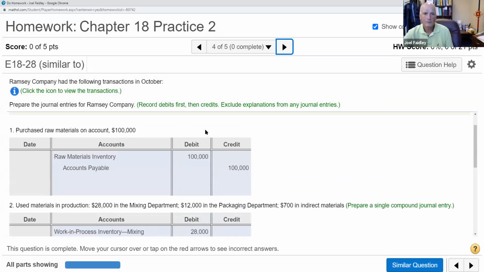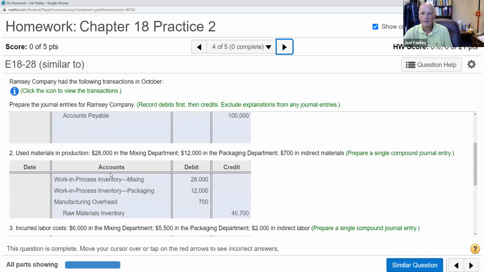Number 4, purchase raw materials. Now we got a bunch of journal entries. These are kind of like 2010 questions. Purchase raw materials. So we debit inventory, credit payables. Then once we pay it, we debit payables, credit cash, right? Used materials in production. So 28,000 is coming out of raw material. Where is it going? Well, it says 28,000 in mixing, 12,000 in packaging, and $700 in indirect materials, whatever that is. Could be pallets, cardboard, stretch wrap.